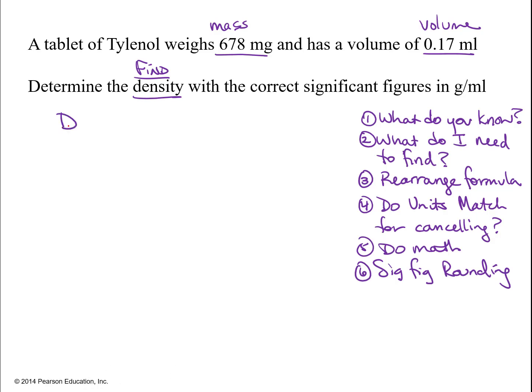So here's my formula. Remember it was D equals M over V. Density equals mass divided by volume. Do I have to rearrange this? No, it's exactly the way it is, okay? So do the units match? In this one, I want to find density, and the units that density needs to have are grams divided by mils. So is that the case? Is my mass in grams? No. Is my volume in milliliters? Yes, so I'm good with the volume, but I need to convert the mass.